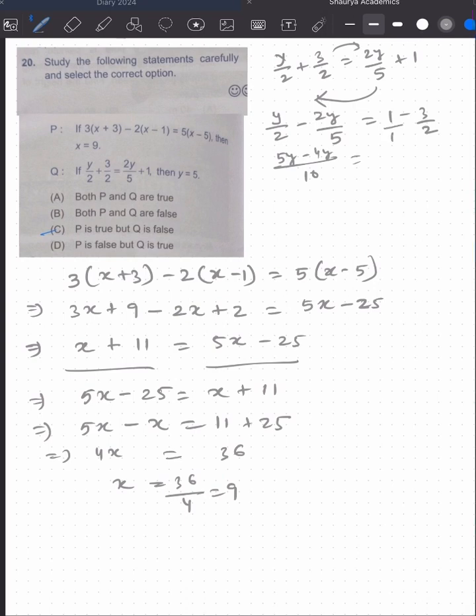is equal to, this can be written as 1 by 1. LCM is 2. 2 minus 3. So 5y minus 4y is y upon 10, is equal to minus 1 by 2. y is equal to minus 1 by 2 into 10, which is minus 5. So y is minus 5. Here what is given? 5. So Q is incorrect. P is correct. So option C, P is true but Q is false. C is your answer.